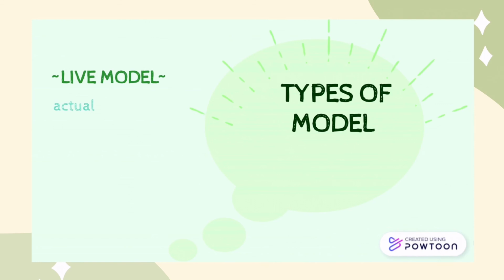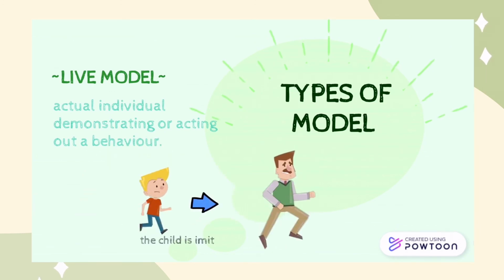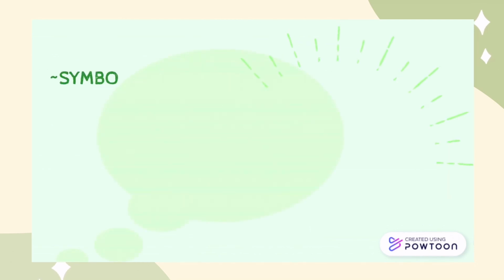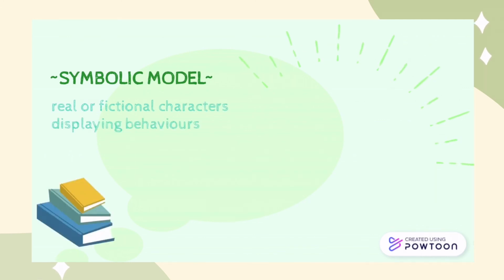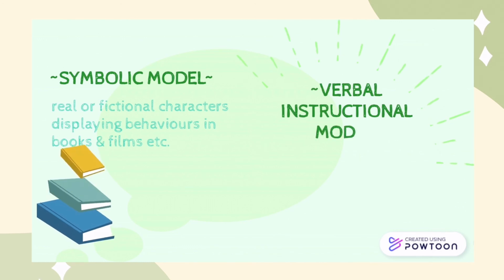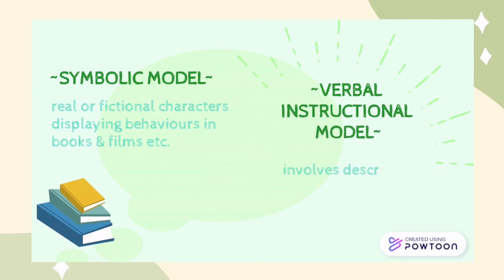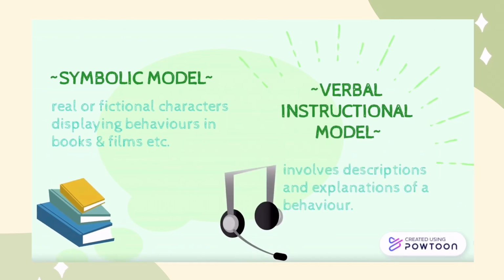Firstly is the live model, who is an actual individual demonstrating or acting out a behavior, such as this diagram below. Next is the symbolic model, a real or fictional model, who displays behavior in books and films, etc. Next is the verbal instructional model, who is involved in descriptions and explanations of a particular behavior.